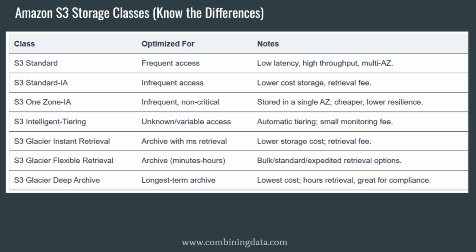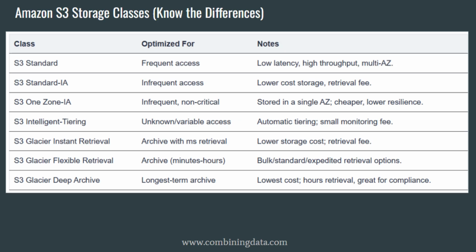Then we have S3 One Zone Infrequent Access. This class is similar to Standard IA, but the key difference is that data is stored in a single availability zone instead of multiple AZs. Because of this, it's cheaper but less resilient. This class is suitable for infrequently accessed data that can be recreated if lost, such as secondary backups or non-critical data.